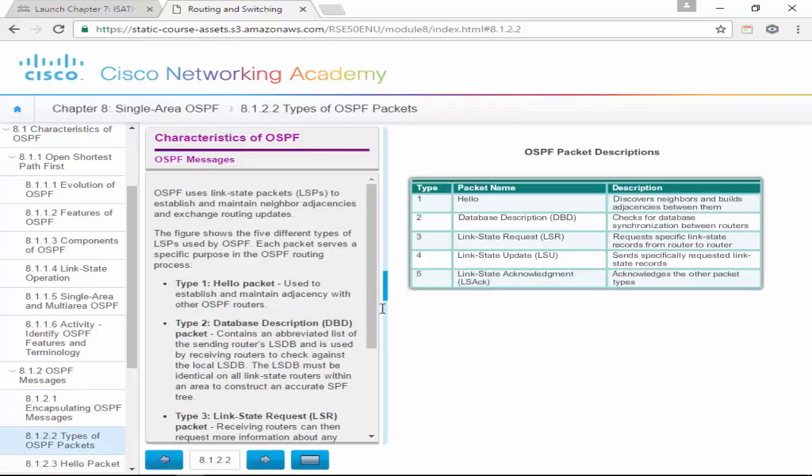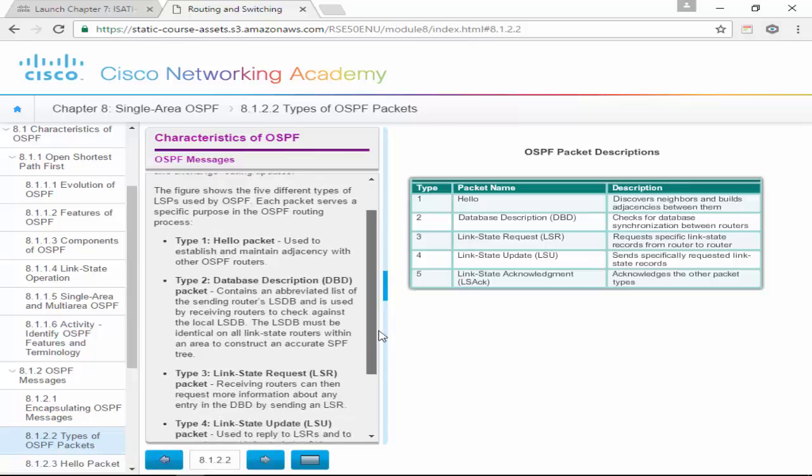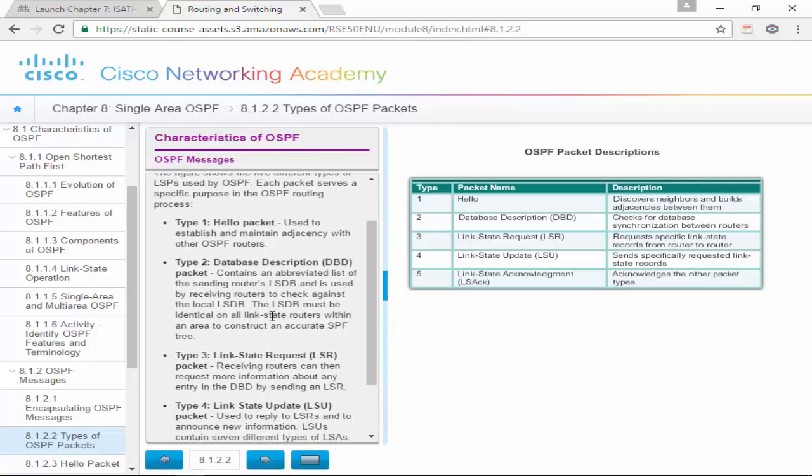Then we have database description packets, which contain an abbreviated list of the sending router's link state database, and are used by receiving routers to check against the local link state database. The link state database must be identical on all link state routers within an area to construct an accurate SPF tree, right? So remember, they keep the same map, and this is checking to make sure they all have the same map.